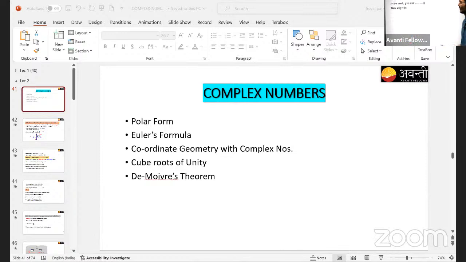We saw this. Now x plus iy can be written like this, and if we take r common, we get the polar form. I hope you can see it. r bracket cos theta plus i sin theta. This is the polar form of a complex number.